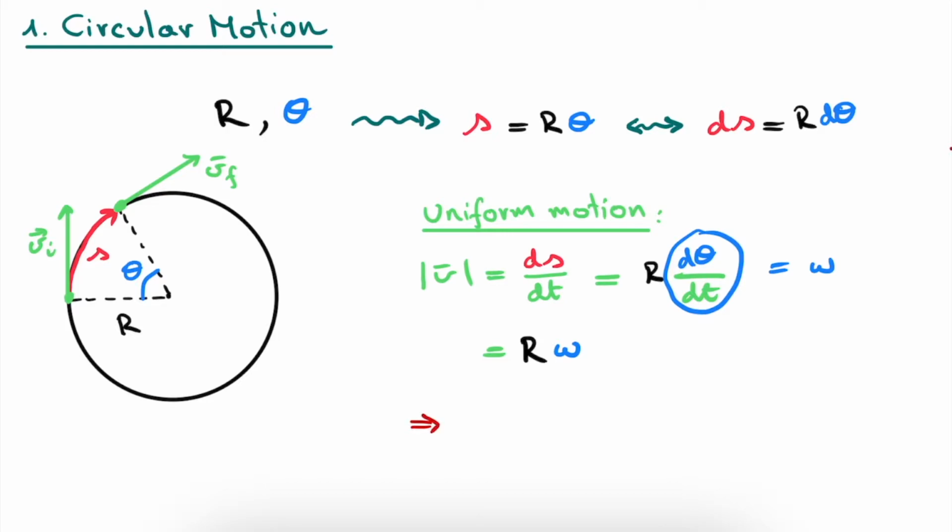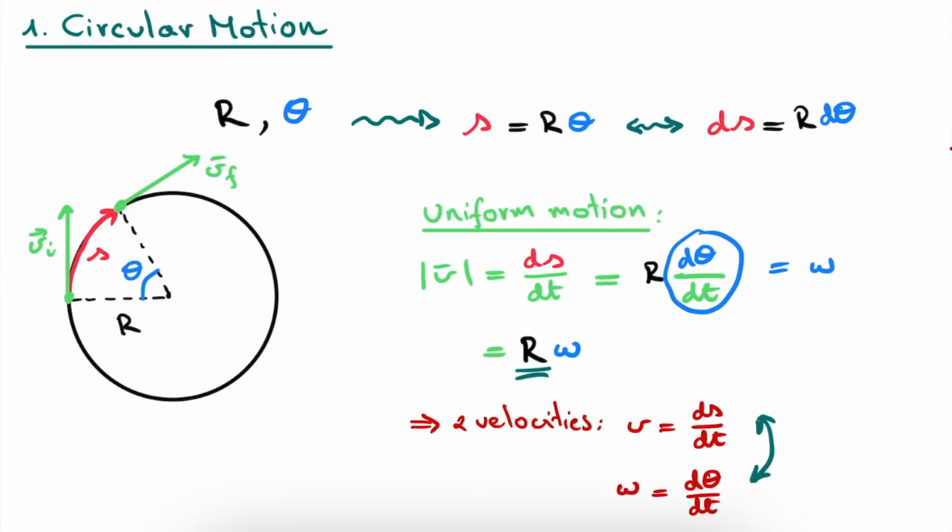Thus we see that with circular motion we basically have two velocities. The first one is the velocity along the trajectory, which can be written as the change of position over time, and the second is the angular velocity, which can be written as the change of the angle over time. These two, as we saw before, can be connected by multiplying with r. And we can see this in the following way.